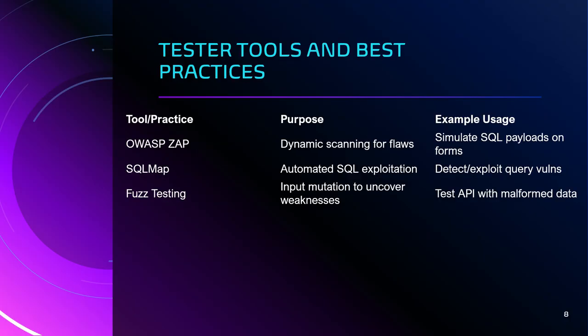So building on that a little bit, here's a table of key tools and practices for testers. OWASP ZAP is great for dynamic scanning, where you can simulate SQL payloads on login forms to detect flaws early. SQLMap automates SQL injection exploitation, helping you detect and even exploit query vulnerabilities to understand severity. Fuzz testing mutates inputs to uncover hidden weaknesses, like testing API endpoints with malformed data that might trigger injections.